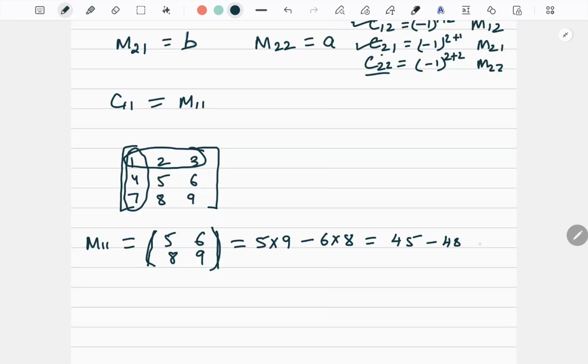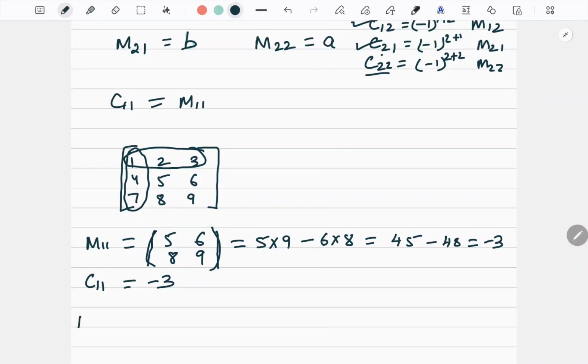Now this will be 5, 6, 7, 8, that is minus 3. Same way, this is a minor. If I want to write the cofactor, see 1 plus 1 is what? 2. Even number, so the cofactor will also be minus 3.